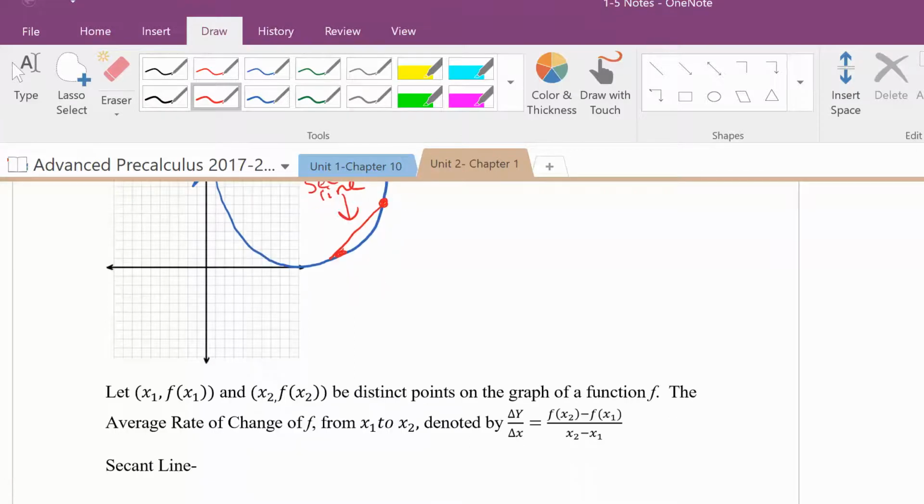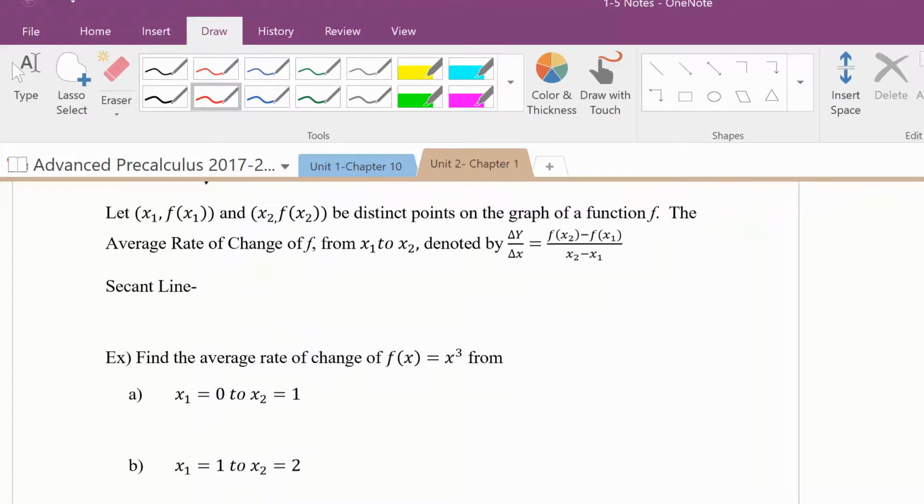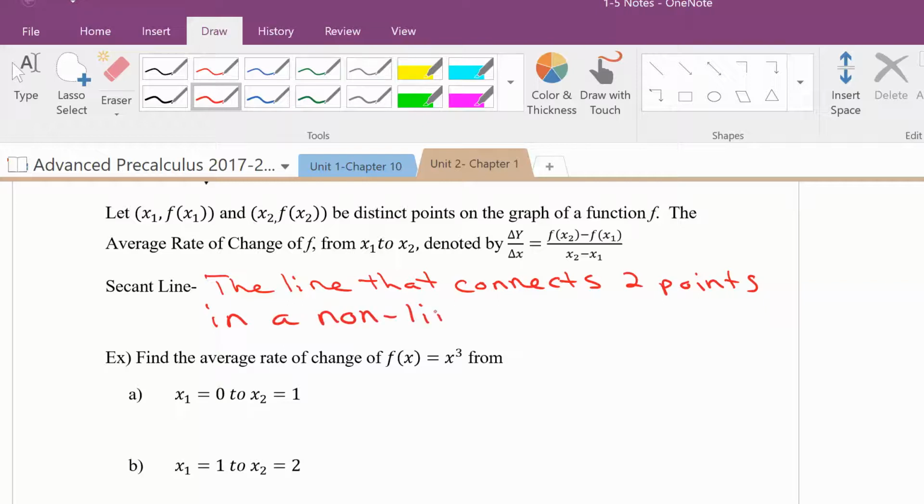So the secant line here is the line that connects 2 points in a non-linear function. You guys have seen secant lines before in a circle, right? A secant line, the famous one is a diameter. A diameter is a secant line because it goes through 2 points in the circle. All right.